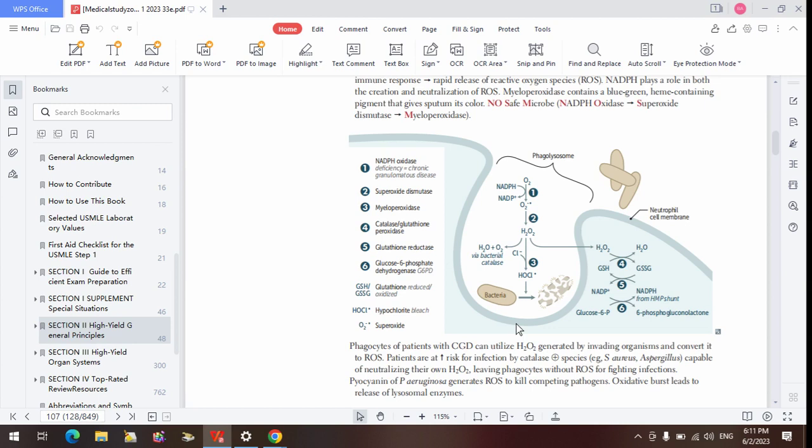Okay, I said it is when there is infection by a catalase negative organism that they develop this chronic granulomatous disease. I want to explain why. The fact that someone has NADPH oxidase deficiency in their macrophage doesn't mean that they will develop chronic granulomatous disease. No. They will only develop chronic granulomatous disease when the macrophages are infected by catalase negative organisms.